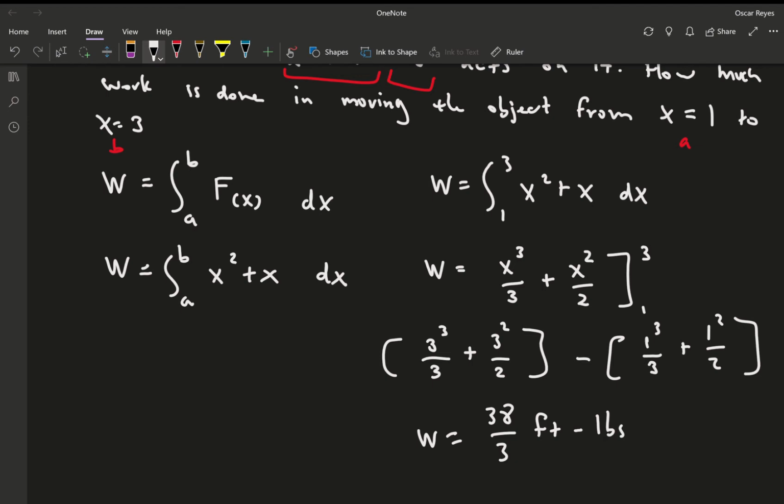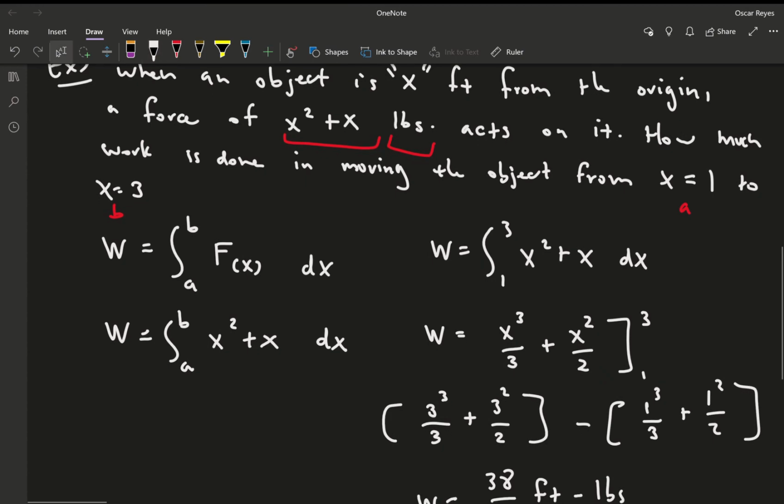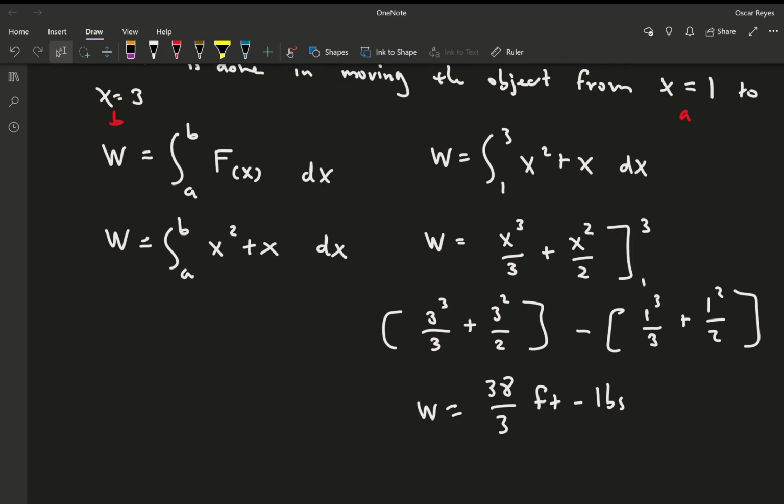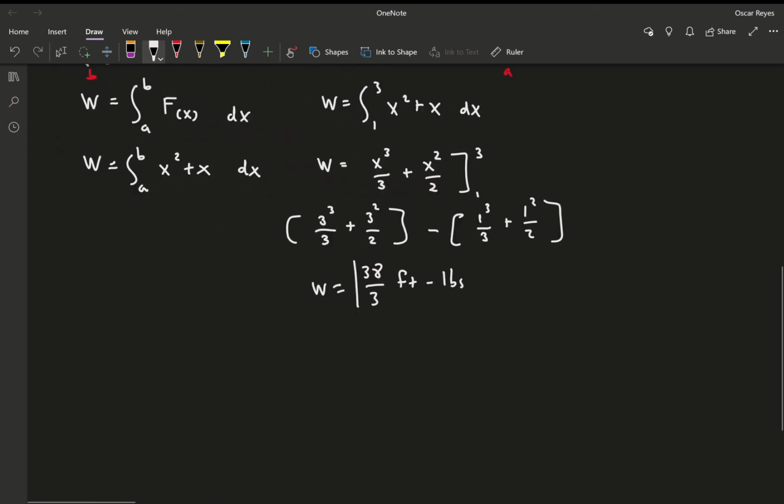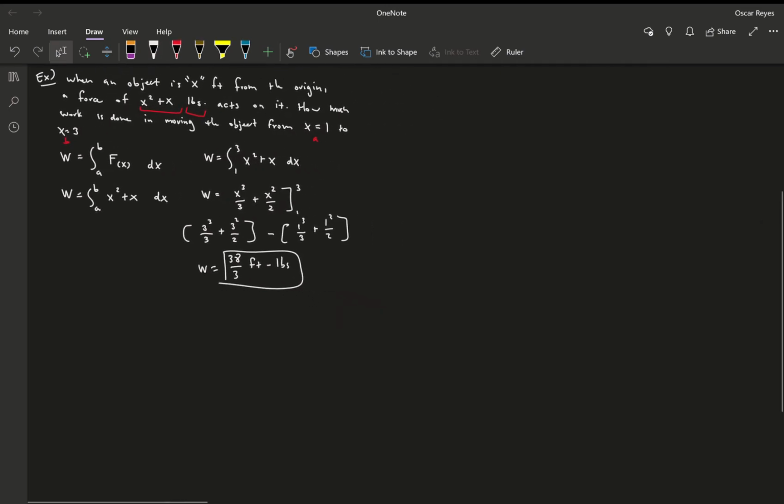So the work needed to move that object with a force that is ever changing from 1 to 3 is going to be 38 over 3 foot-pounds. Alright, so let's go ahead and do another example.